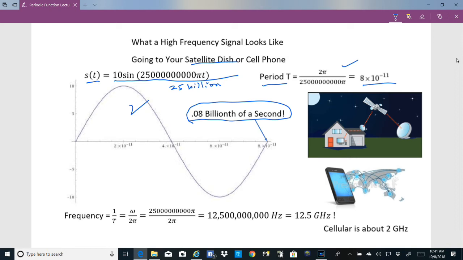Now, for your cellular system, the period is going to be a little bit longer. The frequency of the satellite is 1 over the period, which is omega over 2 pi, which happens to be 12,500,000,000 hertz, which is 12.5 gigahertz. Now, your cellular system is about 2 gigahertz.